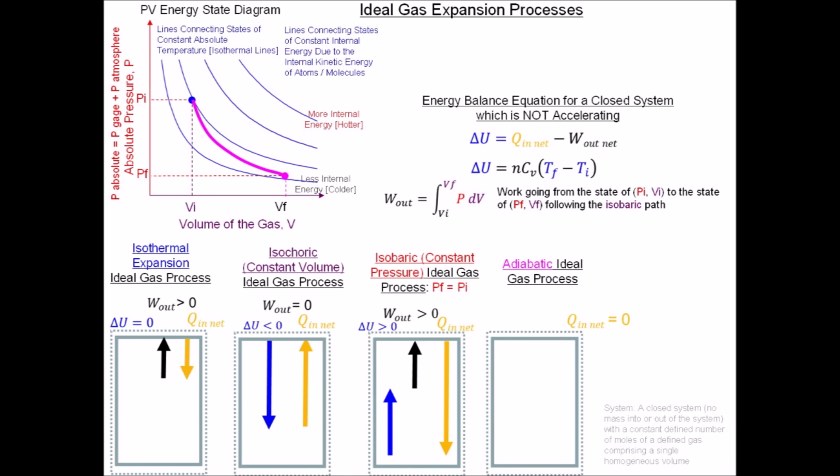We can see that in the final state, and in all intermediate states, the temperature is less than the initial state. Therefore, delta U is less than 0. And since the final volume is greater than the initial volume, the work out is greater than 0. And the magnitude of the work out is equal to the magnitude of the change in the internal kinetic thermal energy.